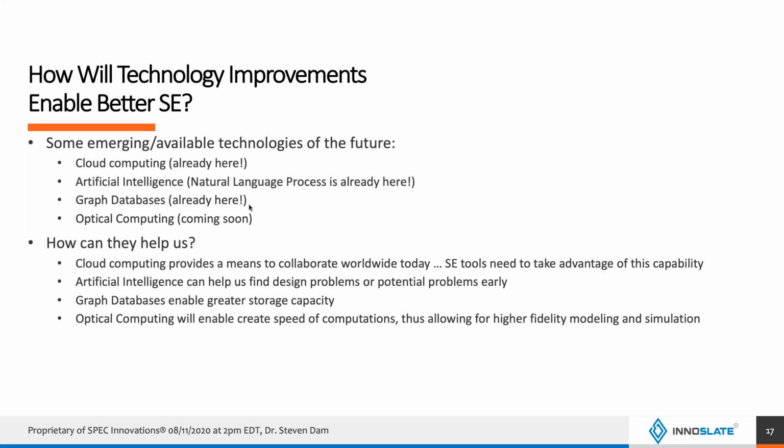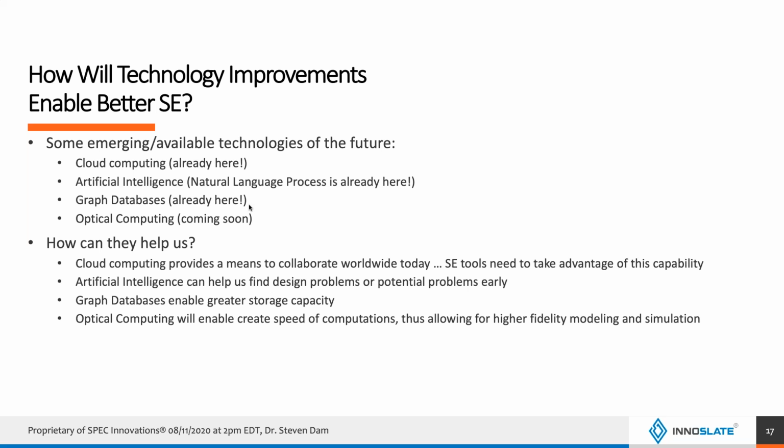And of course, we hope optical computing's coming soon. So I suspect we'll have to re-architect again for both those two technologies. We actually migrated away from the Google Graph database because they kind of abandoned the government space, which is where our primary support is. So how can these technologies help us?